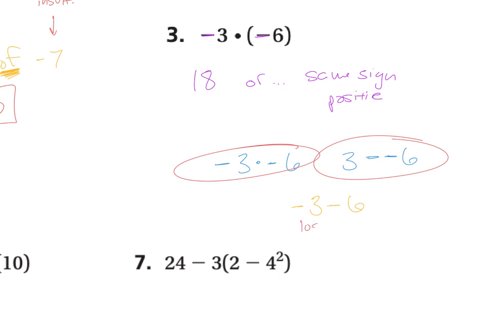This is you've lost 3, and you're about to lose 6. You've lost 9, okay? So anyway, what's the answer on this one? It's 18.